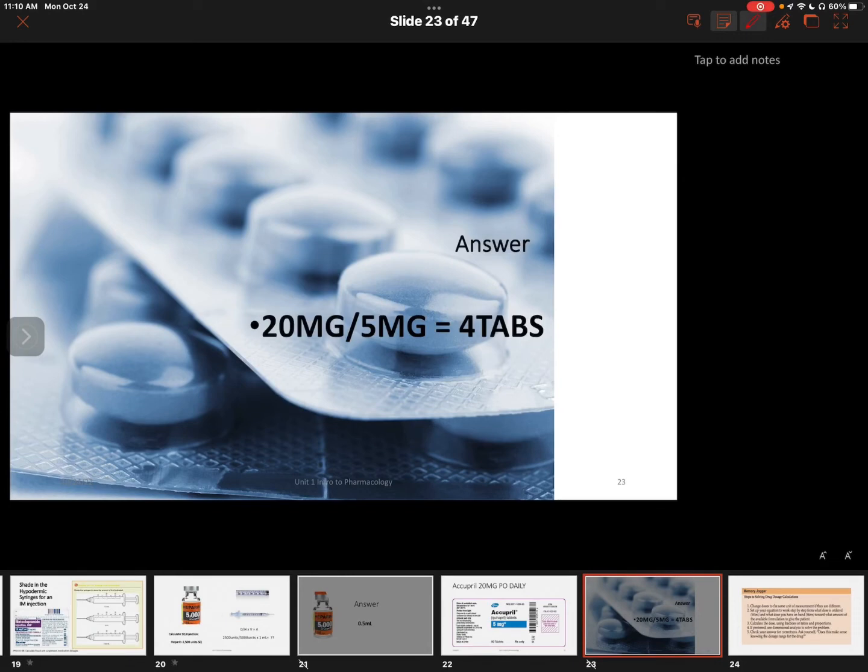You should have used the formula that was D over H. So 20 milligrams is the drug that's ordered. 5 milligrams is the drug that we have on hand. So we're taking the 20 milligrams, dividing it by 5. We're coming up with the answer of 4 tablets. So you would give 4 tablets. Each of them are 5 milligrams, and that's going to equal that dose of 20 milligrams.